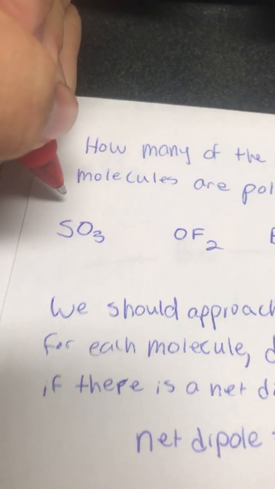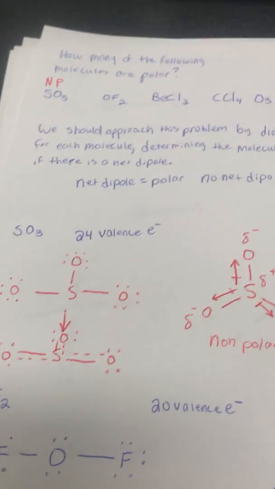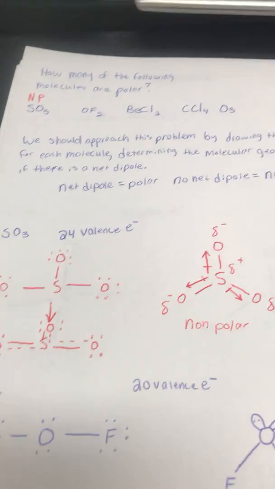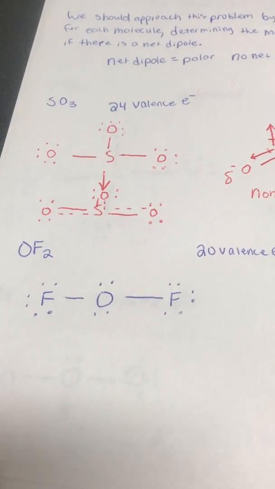Let's go back up to our problem and write that above this molecule. I'm going to put NP for non-polar. We need to do that for each of the molecules that we are given. Let's come down to OF2.